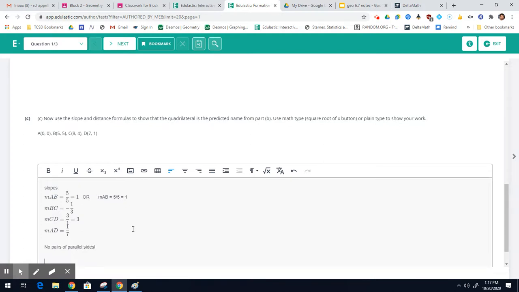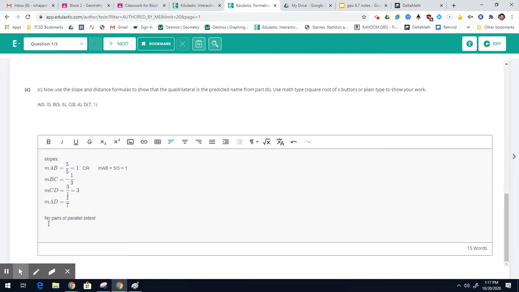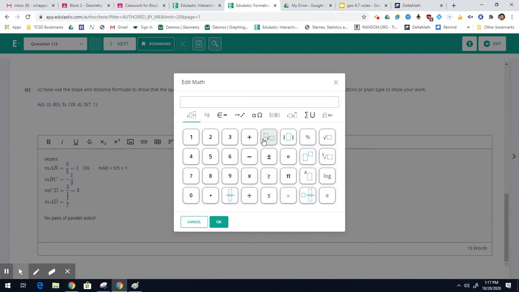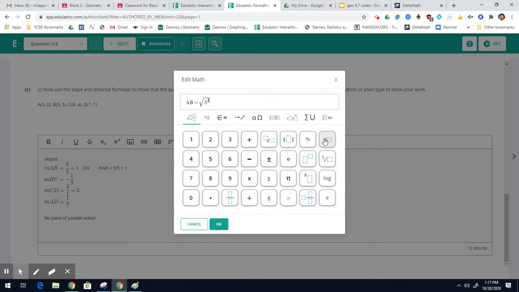So now you need to show me that the consecutive sides are congruent. To do this, we're going to use the distance formula in our rises and runs. So watch. In this, I'll do AB equals, so these are lengths. AB equals the square root, and it's going to be 5 squared plus 5 squared.